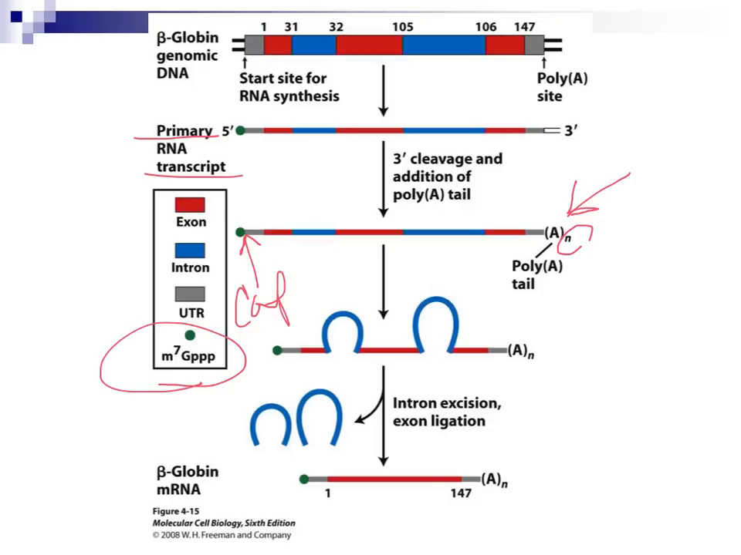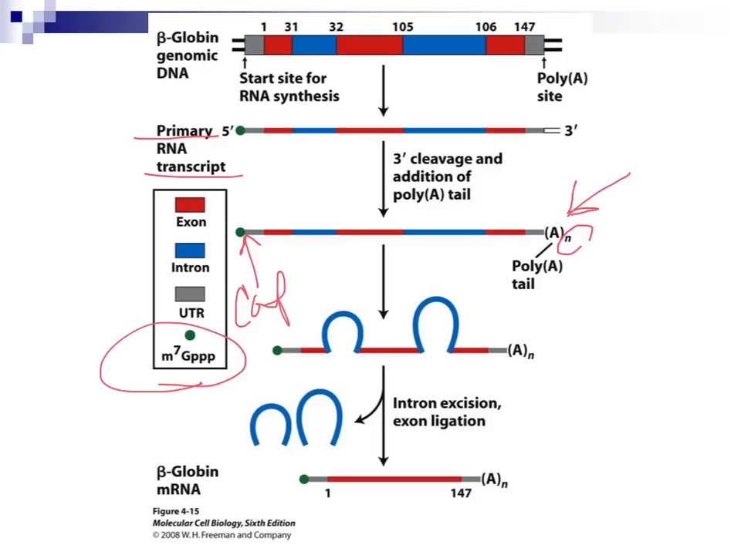Now, why are they added? Well, first of all, a primary transcript that does not have these modifications at the 5' and 3' end is likely to be degraded. So these are an indication that the primary transcript is going to be used and needed to form proteins later on. So it's a signal, don't degrade me.